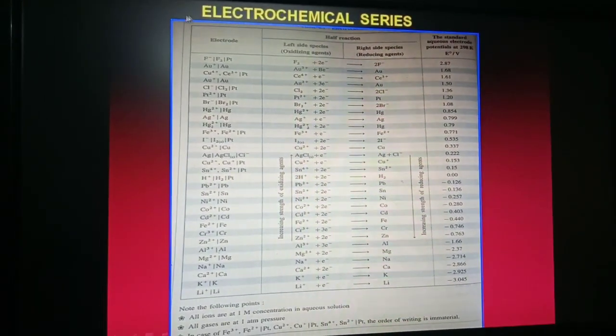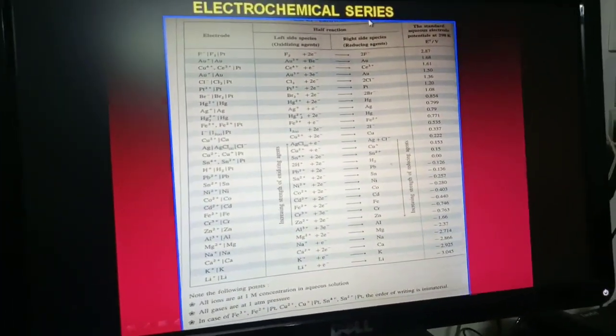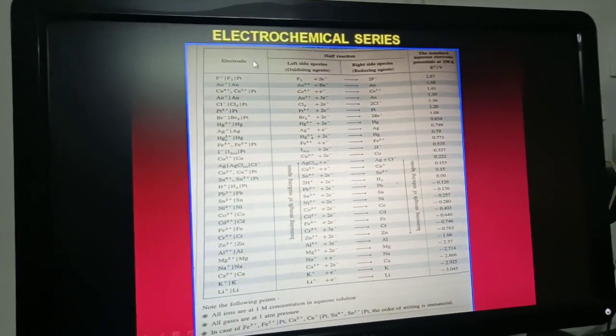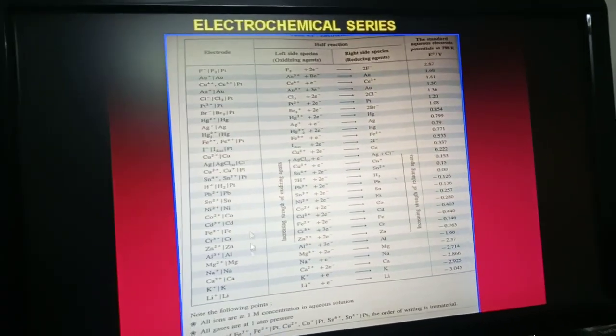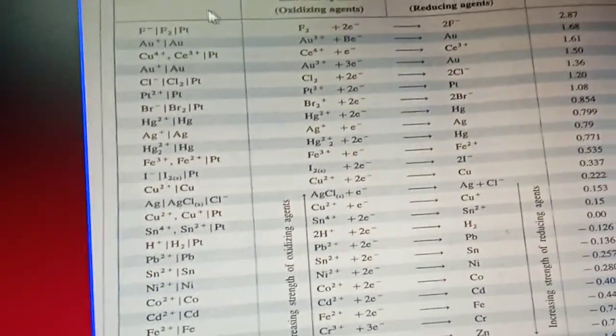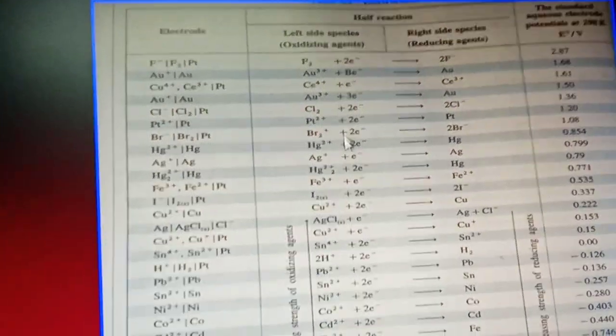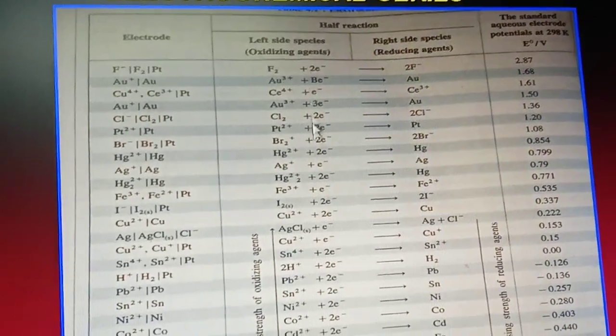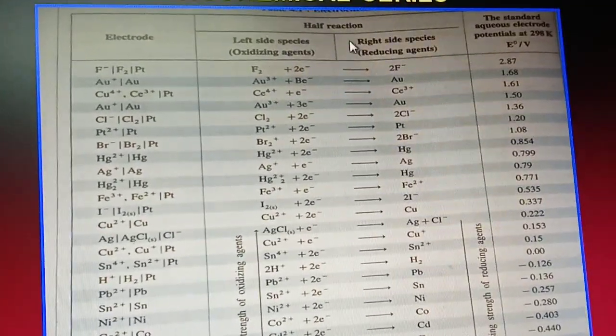Finally, today we will study about the electrochemical series, another very important term in the topic electrochemistry. Before studying the electrochemical series, let us see this chart. To the left side, we find all the electrodes have been placed. In the middle part, we find half cell reactions have been placed.